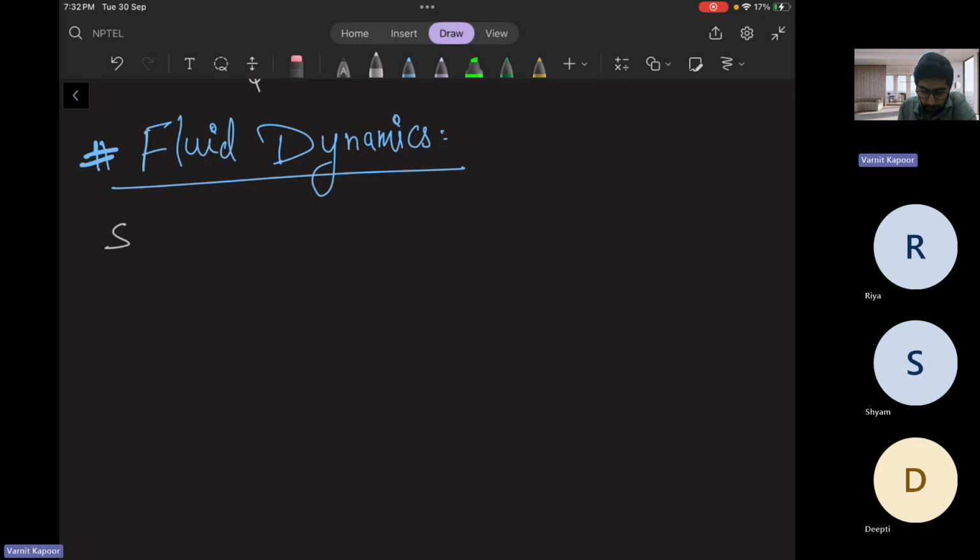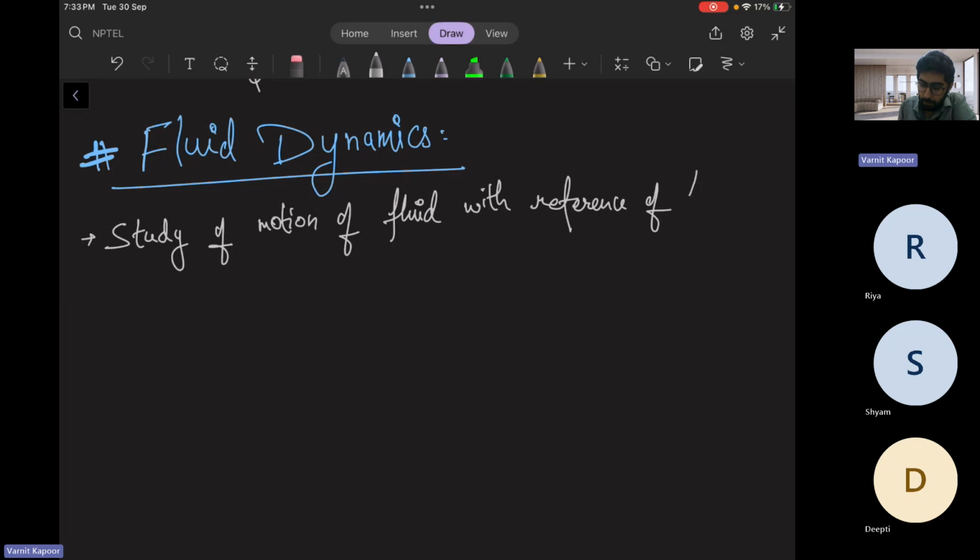It's basically the study of motion of fluid with reference to forces and moments, which is known as fluid dynamics.